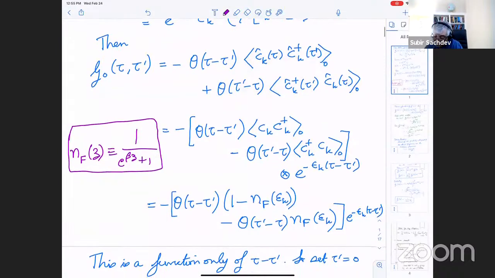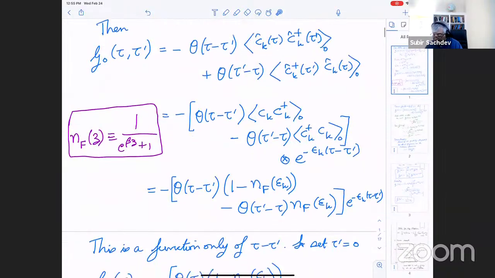So this gives me the number of fermions in the state with energy E. So that's n_F of Ek. And this, by the fermion anti-commutation relation, is 1 minus C dagger C. So that gives me 1 minus n_F of Ek. Okay, so that's our final result. Nothing very easy to remember.